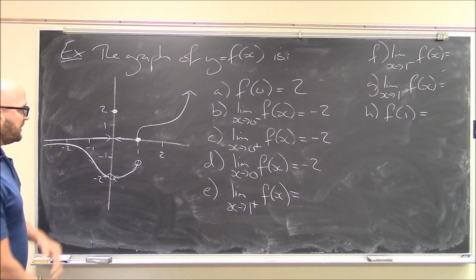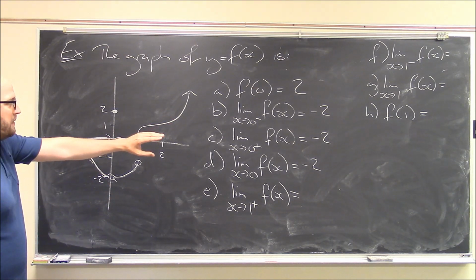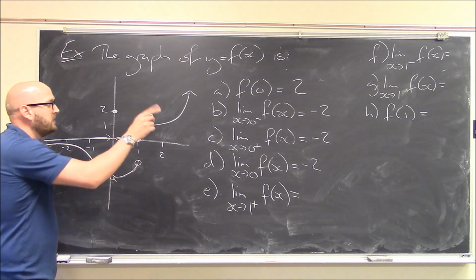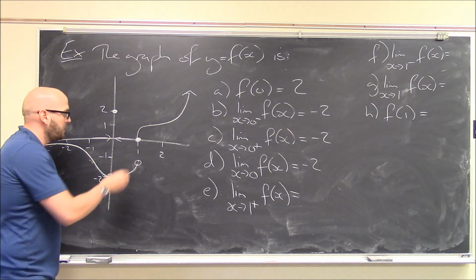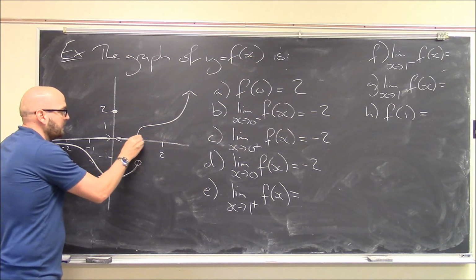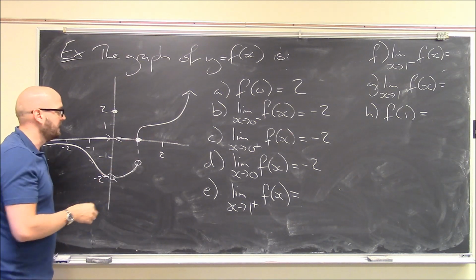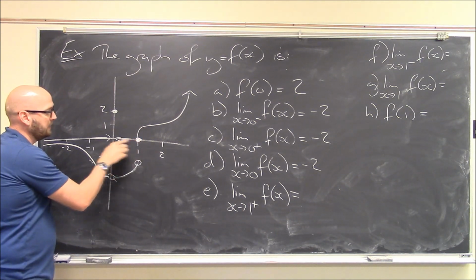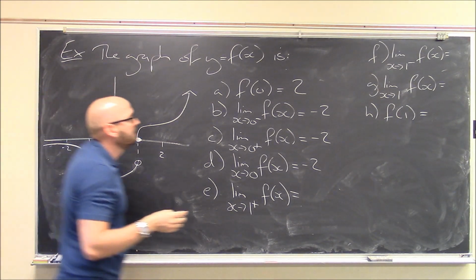Okay, I've got this next bit a little bit out of order. Let's jump to it. What is f of 1? What's the function value at 1? Well, it's filled in right there. So our function value at 1 is y equals 0.